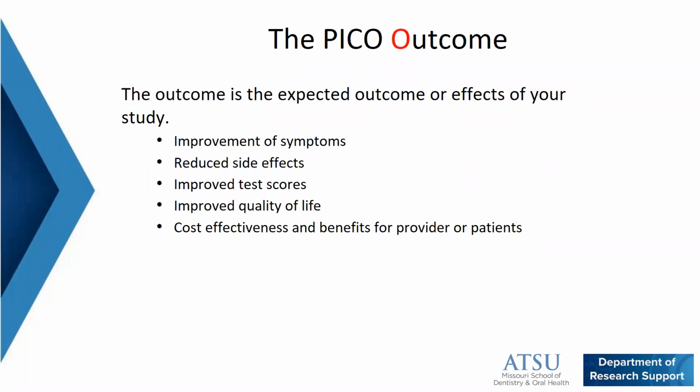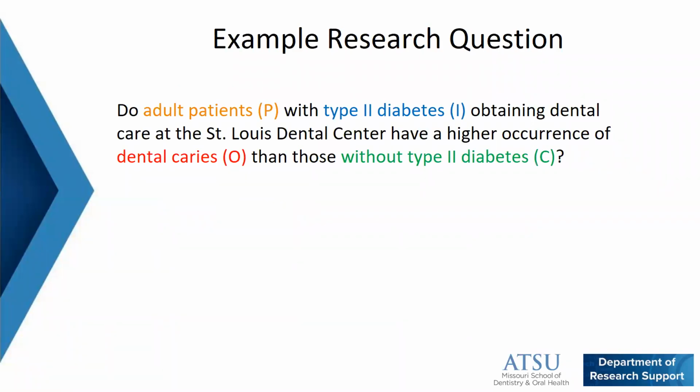The outcome, it is the expected outcome or effects of your study. So it could be improvement in symptom or reduction in some side effects, or you're looking at improved test score before and after. It could also be improved quality of life or cost effectiveness, and benefits for provider or patients. Okay, now we understand all the 4 components of PICO.